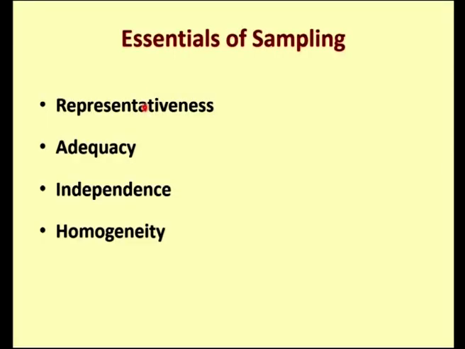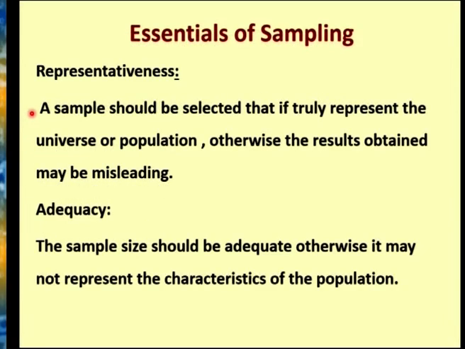Now, having decided the sampling technique should be adopted, what is the requirement actually for sampling? That is given as essentials of sampling. You have 4 essentials. The first one, representativeness, adequacy, independence, homogeneity. Now, we will discuss all these essentials one by one. Representativeness: a sample should be selected so that it truly represents the universe or population, because it is a small portion of the population. Sample is nothing but a small subset or small part of the population.